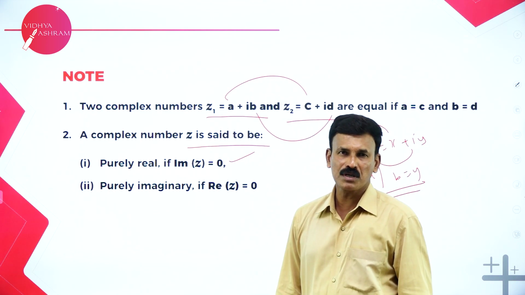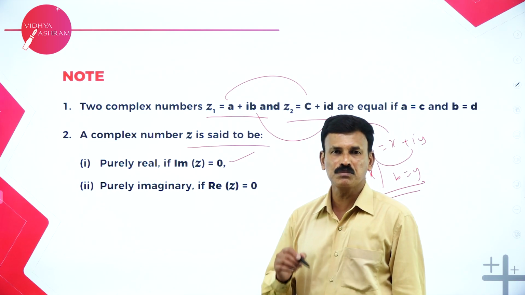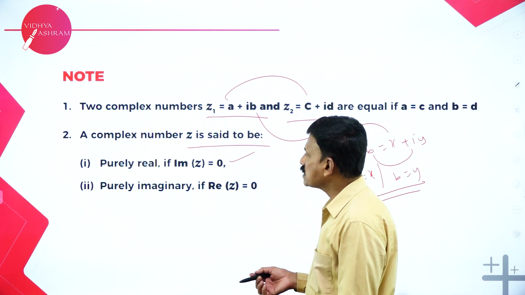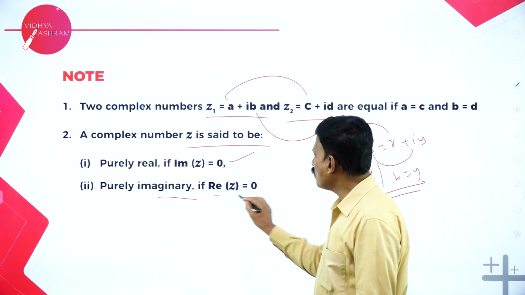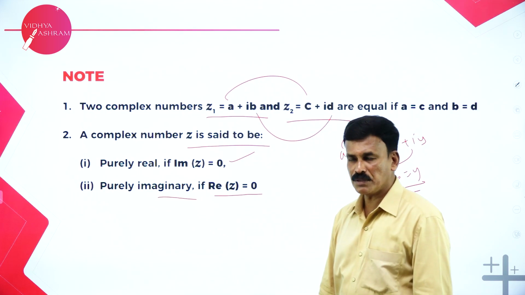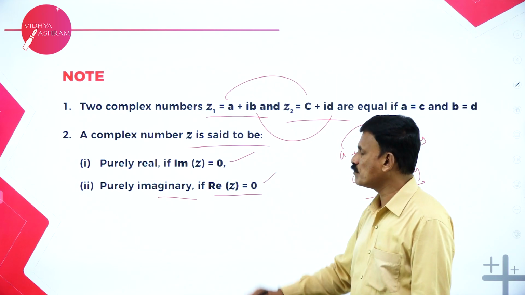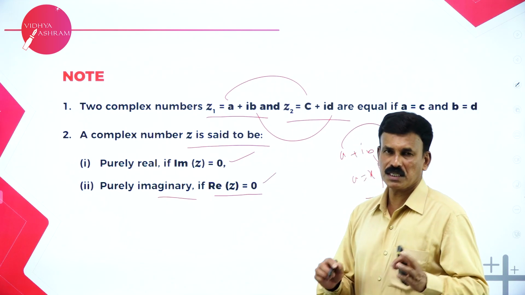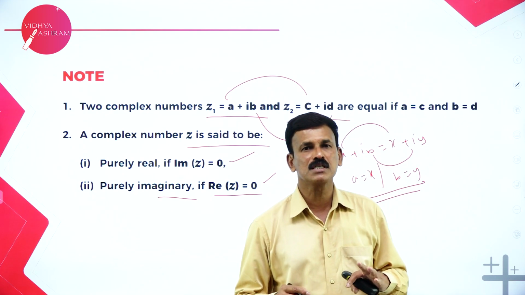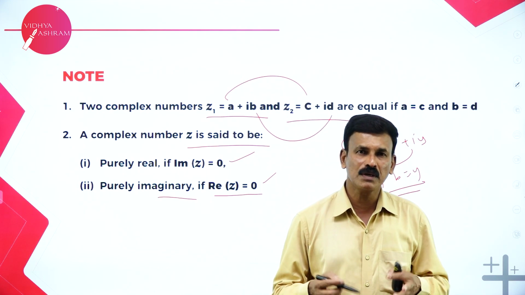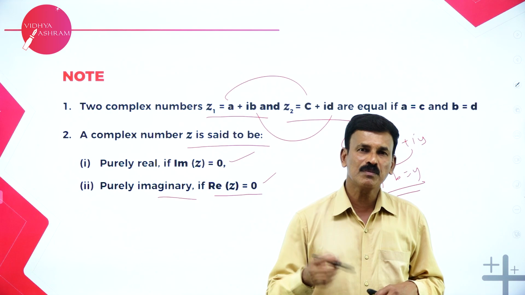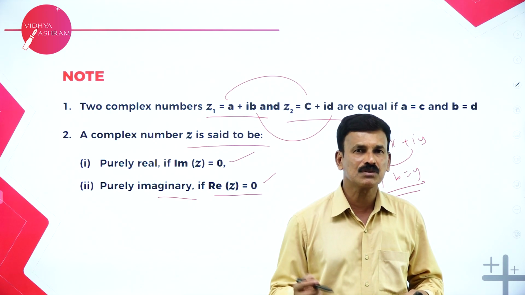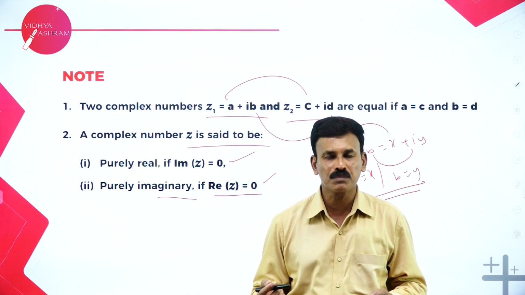If the imaginary part is 0, then the complex number is said to be purely a real complex number. A complex number is said to be purely imaginary if the real part of the complex number is 0. If the real part of a complex number Z is 0, then it is called a purely imaginary complex number. If the imaginary part of a complex number is 0, then it is called a purely real complex number.